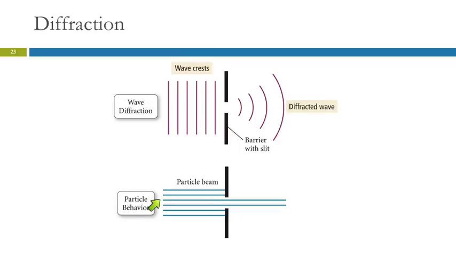If you have particles coming at that same barrier with the hole in it, they are either going to hit the wall or they're going to hit the opening. If they hit the opening, they just go straight through. If they hit the wall, they stop, or they bounce back. But particles do not diffract like waves do.